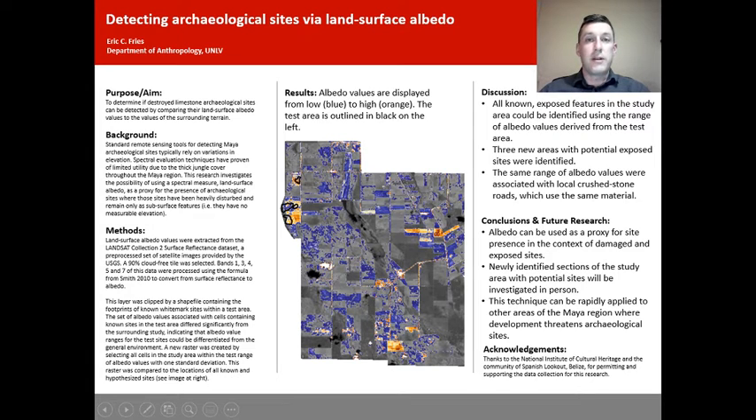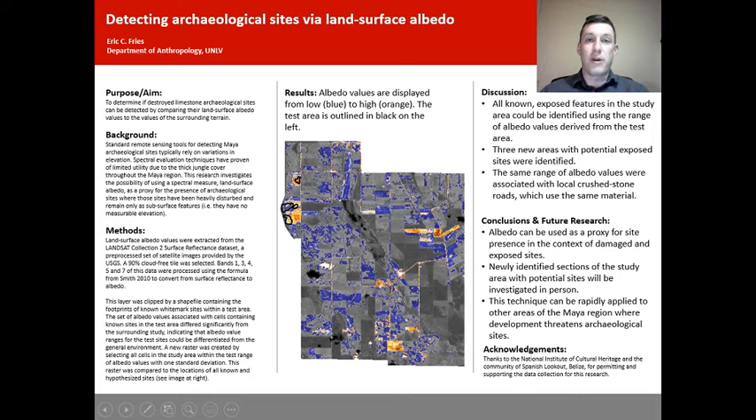And as a result, many of those sites are being damaged, in some cases even bulldozed, and it's very difficult to keep up with the pace of deforestation in recording and trying to protect those sites. So, I wanted to see if I could find a way to detect destroyed sites made out of limestone, which is the local stone, by comparing their land surface albedo value to the values of the surrounding terrain.